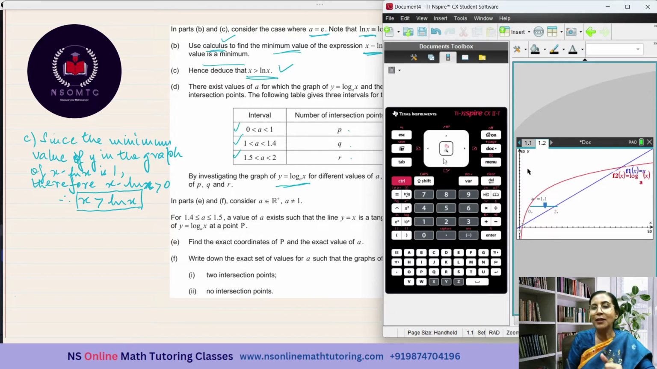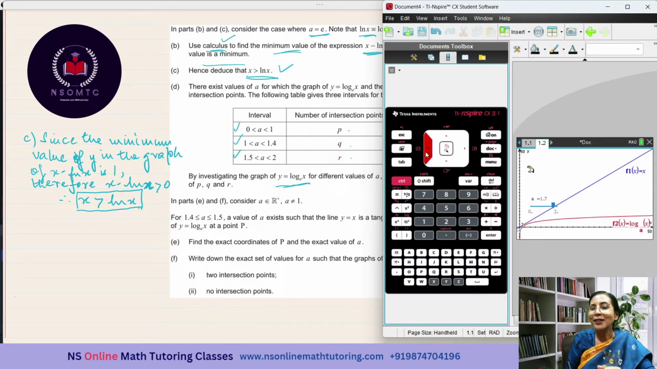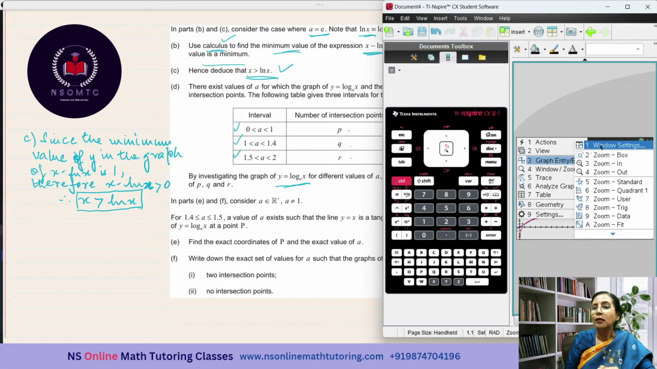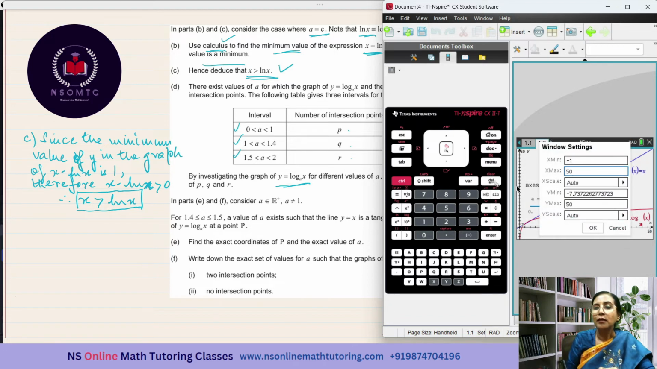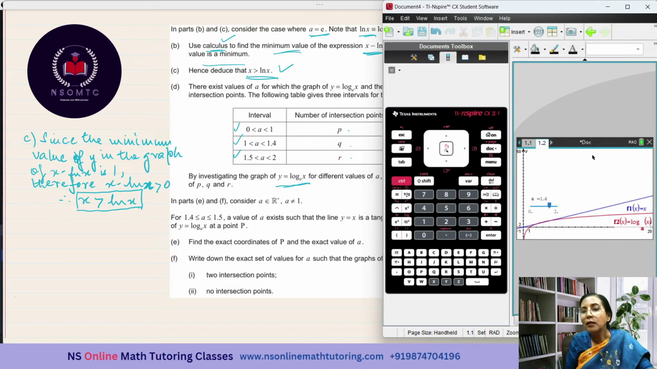Between 1 to 1.4, let us see whether the 1.2, it's still, why does it go so fast? For 1.4 also, we know that it is below 1.4. If I just take 1.3, you can distinctly see there are 2 points of intersection. Even for 1.4, if I just change the window settings a little and I make X max as maybe 20, let's see. I think you're still having 2 points of intersection.